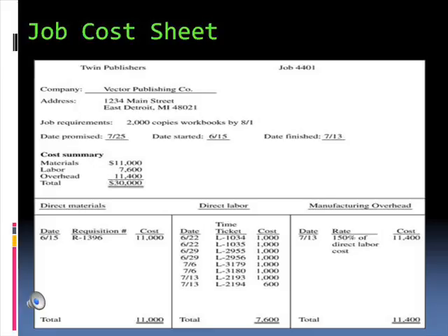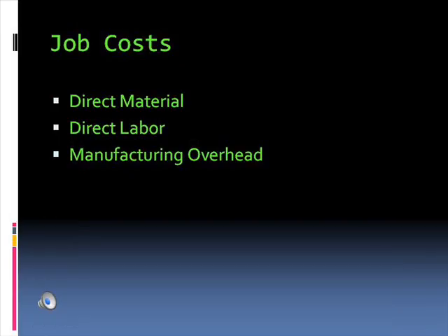Here we have a standard job cost sheet that includes direct materials, direct labor, and manufacturing overhead. Here are some standard job costs from a job cost sheet. We have direct materials, which we all know as raw materials, such things as bricks, shingles, and such. Next on our list is direct labor, which is usually wages of assembly workers on an assembly line. Next, we have manufacturing overhead, which usually includes depreciation or the rent of a factory building.